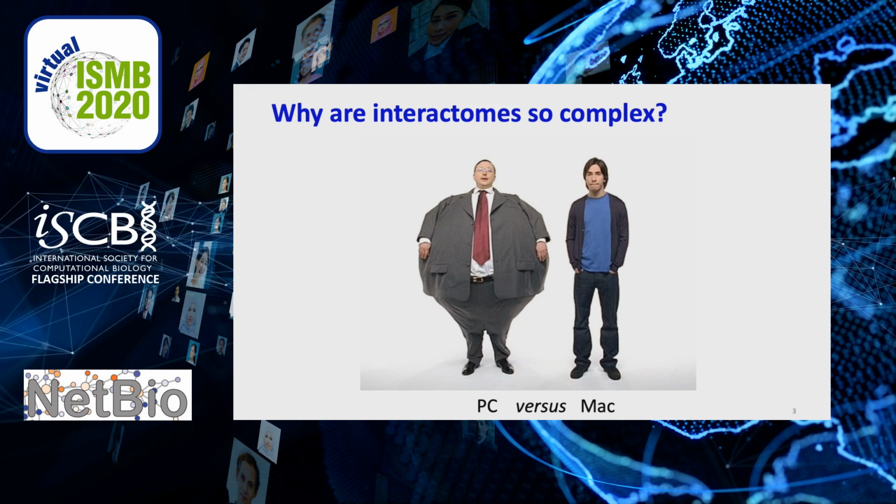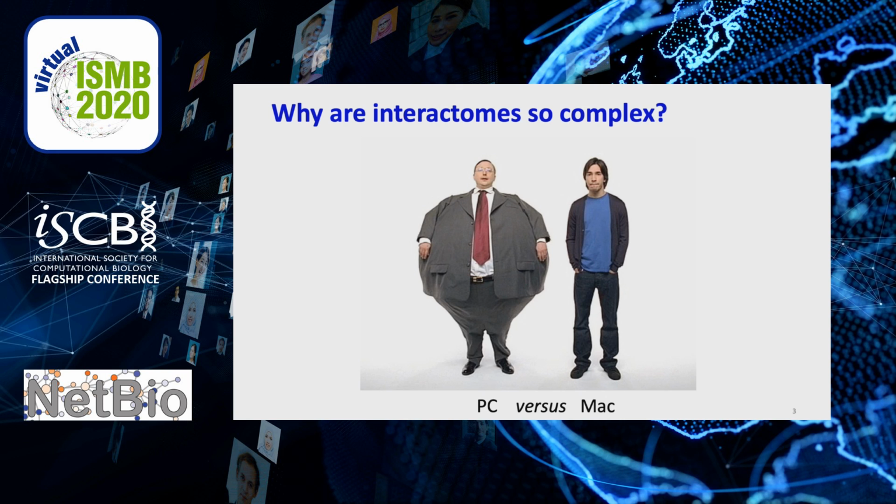In thinking about how to answer this question, it is helpful to draw an analogy between interactome networks and other types of complex systems, such as the computer system. A few years ago, the Apple Computer Company made this commercial, which nicely illustrates two very different types of complexity, at least according to Apple's opinion.